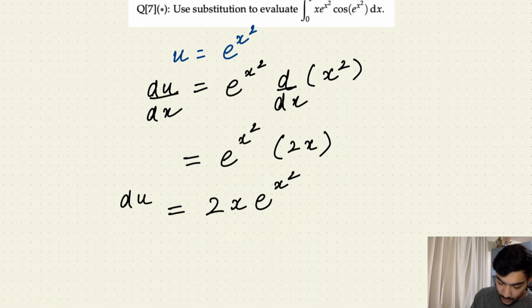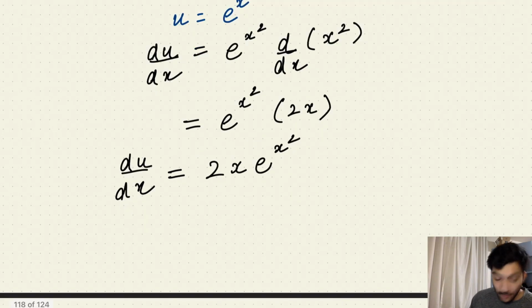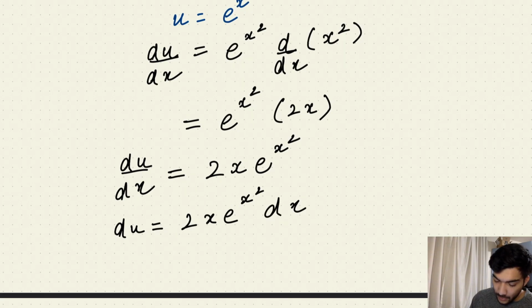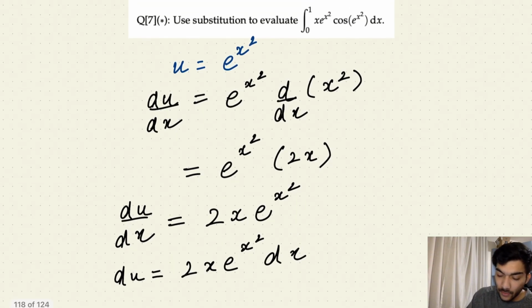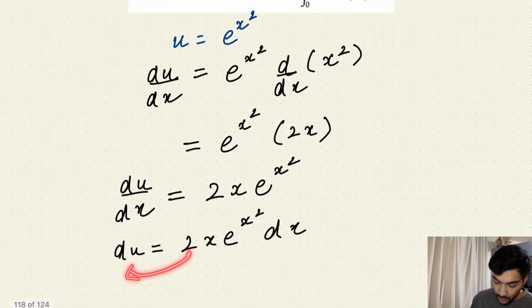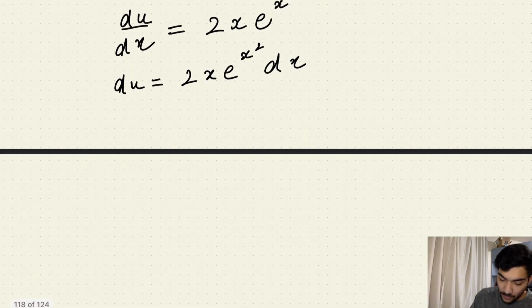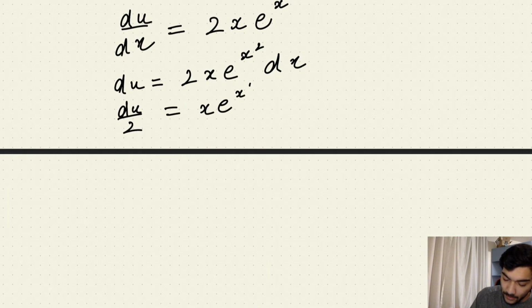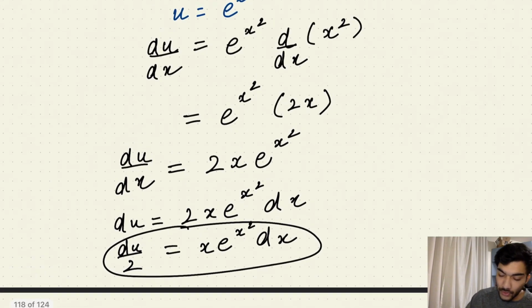So this is du by dx. As you know, if we shift dx to the other side, it would be du equals 2x e to the power x square dx. And since we only have x e to the power x square and dx, let's shift the 2 over to this side. So that would be du by 2 equals x e to the power x square dx. So now I have this component ready.